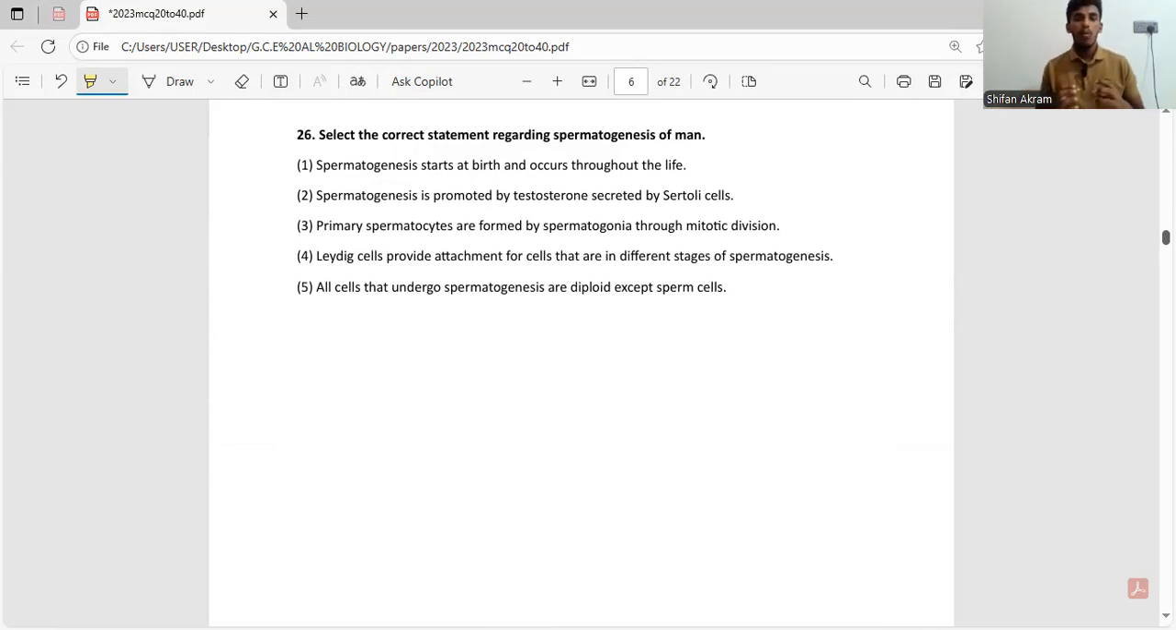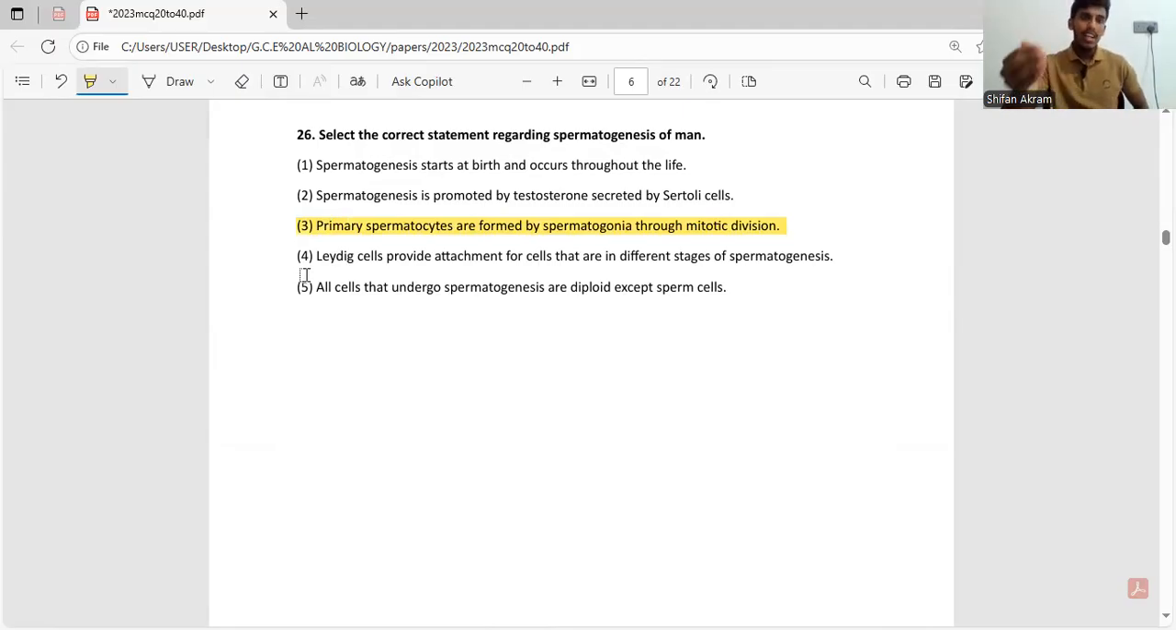Then the third statement: primary spermatocytes are formed by spermatogonia through mitotic division. Yes. One of the initial cells of spermatogenesis are spermatogonia, right? Spermatogonia undergo mitosis to form primary spermatocytes. So this statement is correct. But the primary spermatocytes are the cells that undergo meiosis, right? They undergo meiosis and form secondary spermatocytes. This statement is correct because primary spermatocytes are formed by spermatogonia through mitotic division.